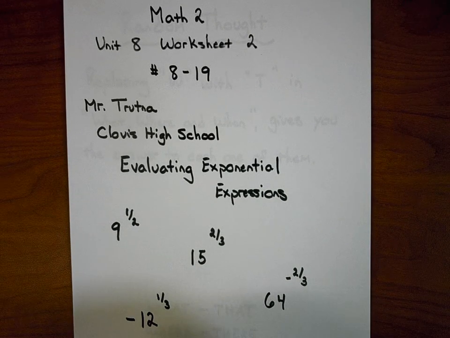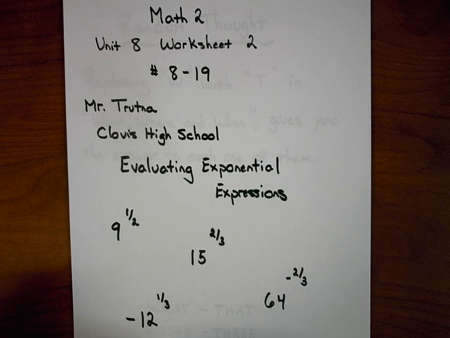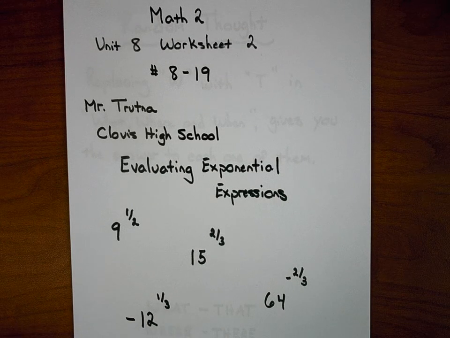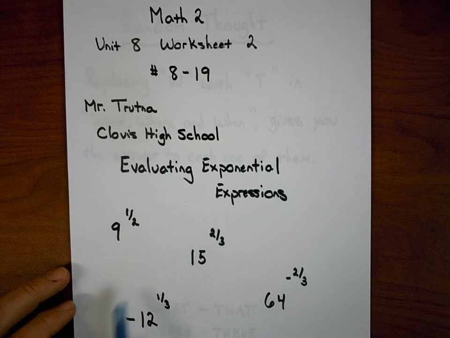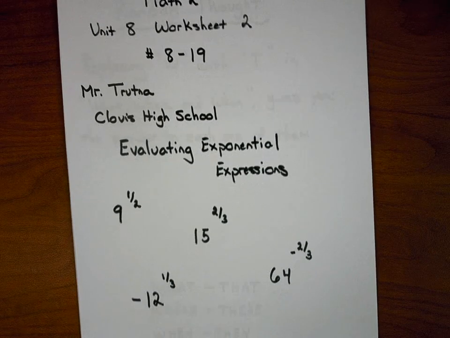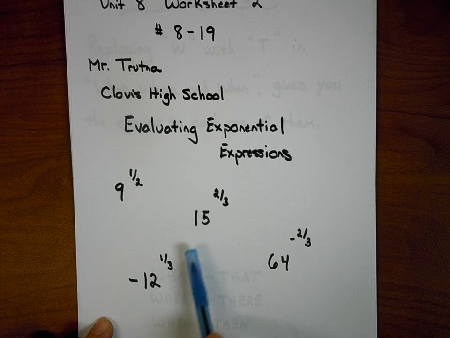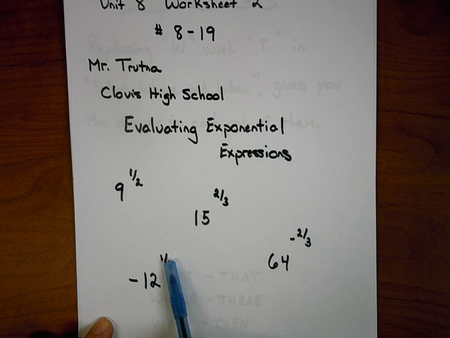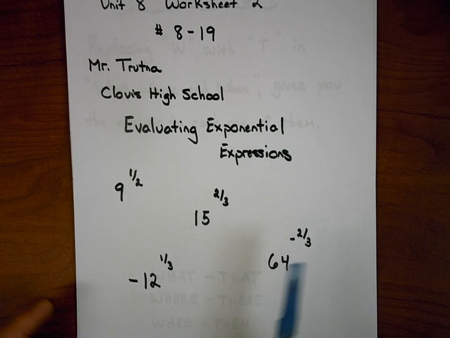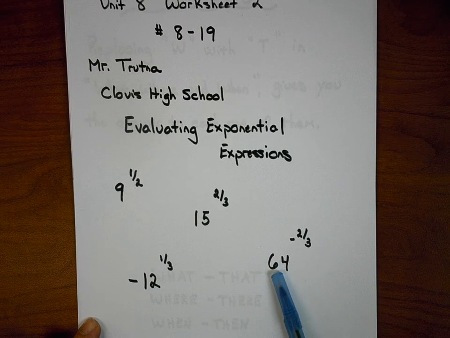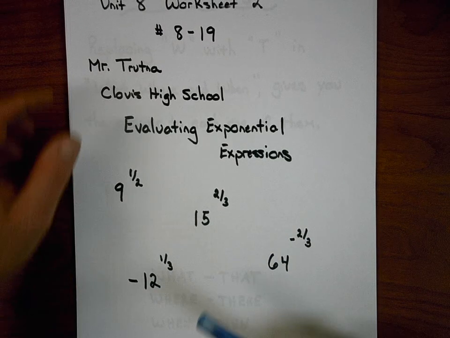Math 2, Unit 8, Worksheet 2, numbers 8 through 19. This is Mr. Tretna from Clovis High School, and what we're going to be doing is evaluating exponential expressions, and every single exponential expression is going to have an exponent that's going to be a negative. It could be a fraction, it could be a positive fraction, it could be a negative fraction. The base could be positive, or it even could be negative.